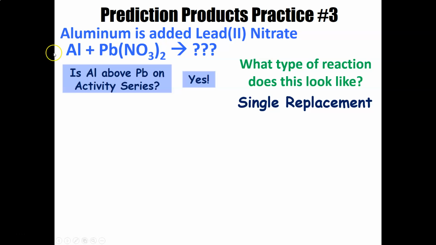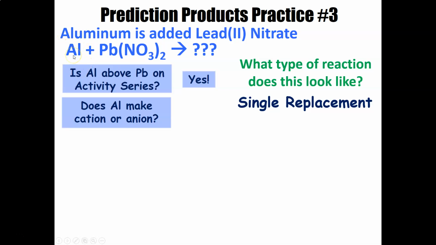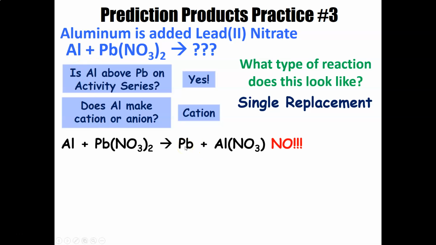The next thing I have to do, because this is a single replacement, is I have to ask myself, is aluminum going to make a cation or an anion? Because that's going to tell me which of these elements it's going to swap with, right? If it's a cation, we replace the cation. If it's an anion, we replace the anion. So aluminum likes to make a cation, so it'll take its place. So instead of aluminum being by itself, we're going to have lead by itself. And we're going to have aluminum combined with nitrate.